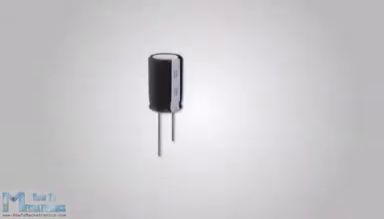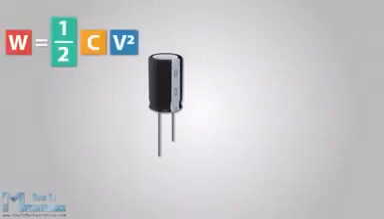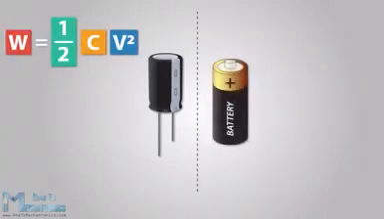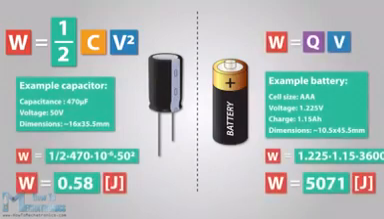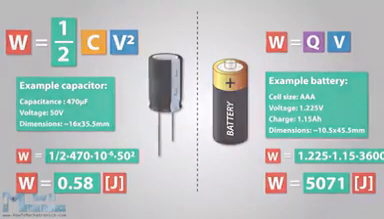A capacitor is a device capable of storing energy in the form of electric charge. Compared to a same-size battery, a capacitor can store a much smaller amount of energy, around 10,000 times smaller, but useful enough for so many circuit designs.